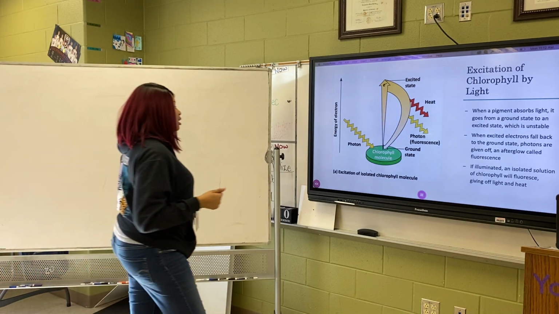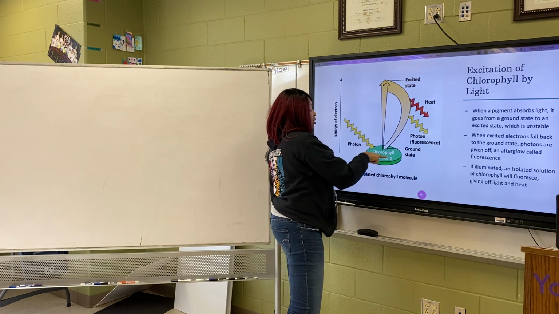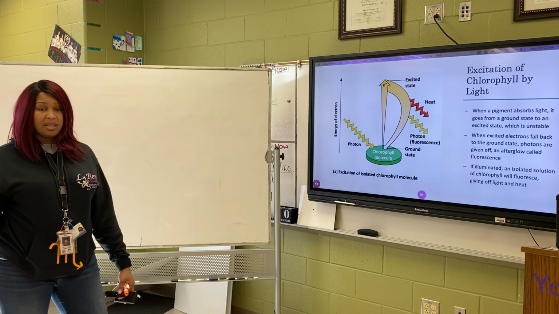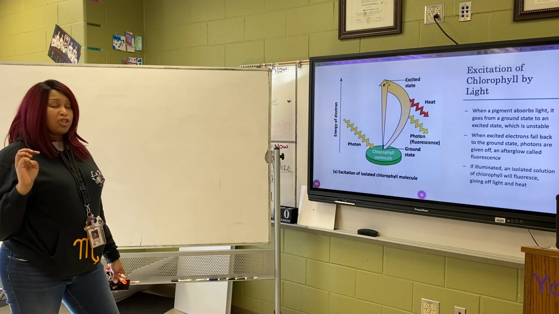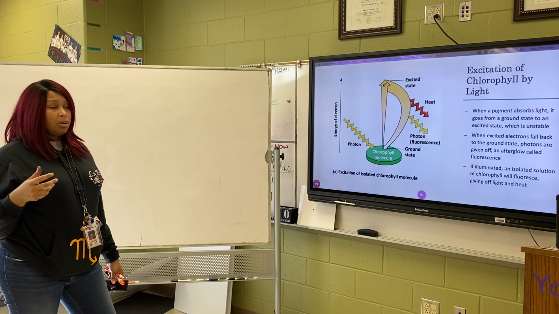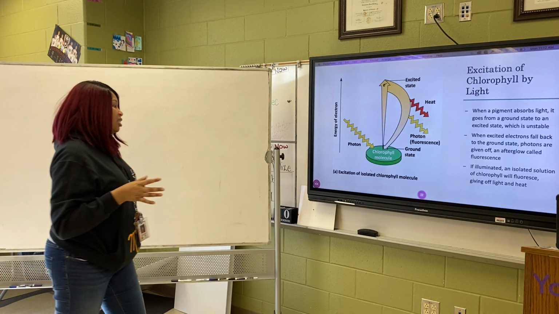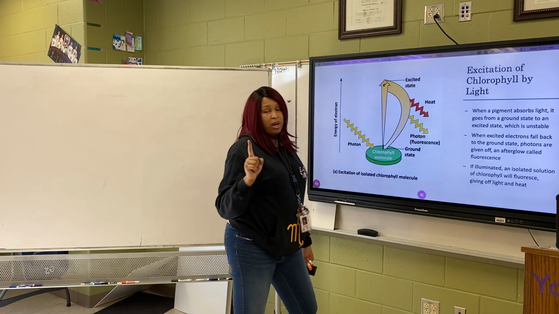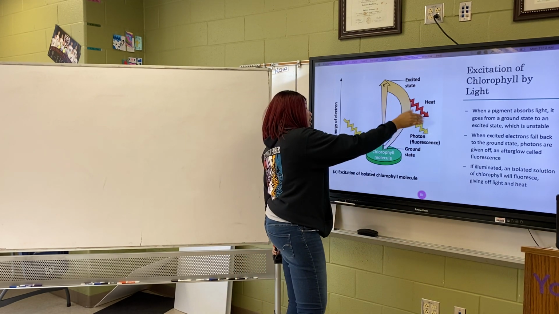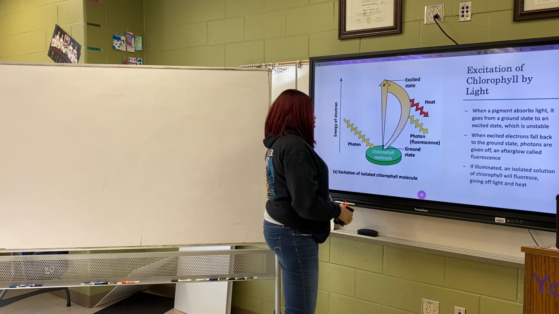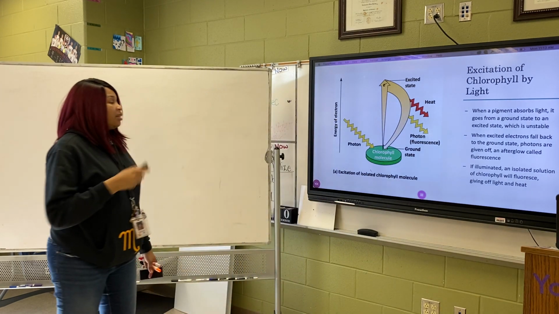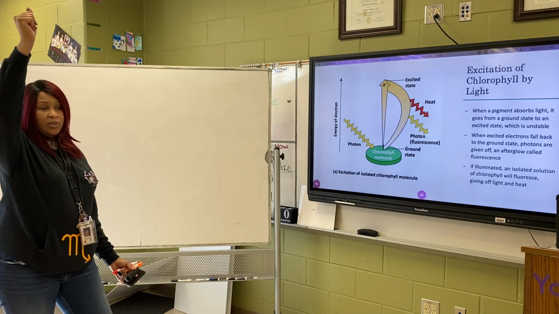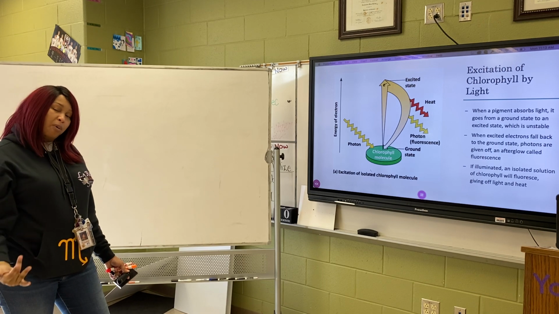So as the electrons fall back down from an excited state to the ground state, they actually fluoresce, okay? There's a fluorescence that you can actually see. So it gives off a little bit of light. If you could isolate chlorophyll, you can actually see it fluoresce in an isolated solution. And again, every time there's an energy transfer or transformation, some of it is lost to the environment in the form of heat. All right, so light hits electrons in chlorophyll, electrons get excited, they jump up to a higher state, but then they're going to fall back down.